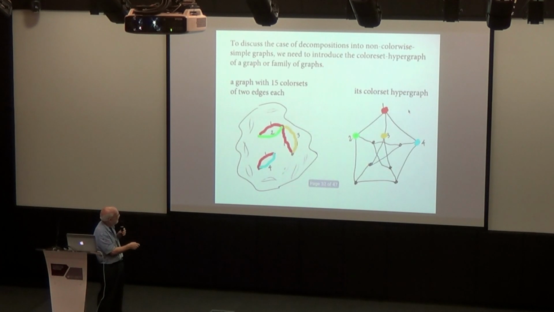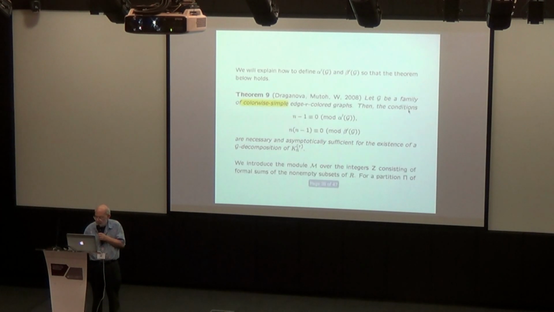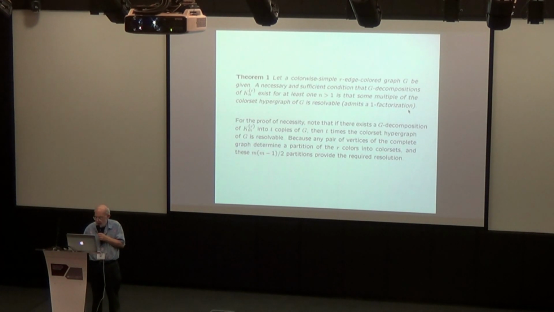So going back, this may not be resolvable, but twice the Petersen graph is resolvable. And 3 times is not, but 4 times is. An odd multiple of the Petersen graph, repeating each edge, giving it a multiplicity. For the proof of necessity, notice that if you have a G decomposition with T copies of G, then T times the color multiset hypergraph of G is resolvable.